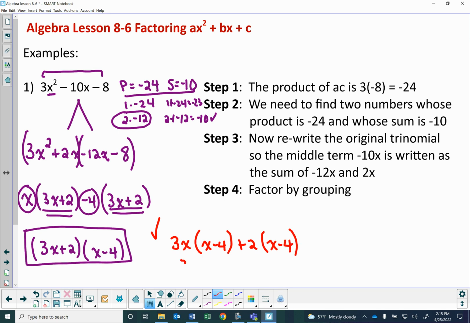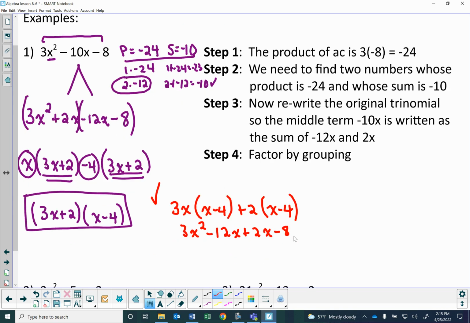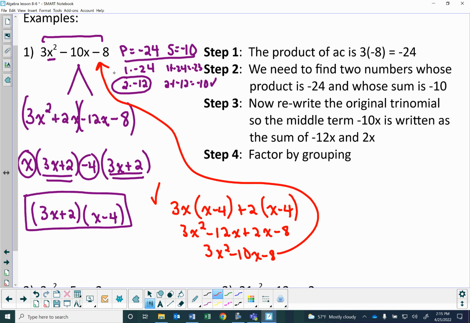3x times x is 3x squared. 3x times negative 4 is negative 12x. 2 times x is 2x. 2 times negative 4 is negative 8. When I simplify this, I get 3x squared minus 10x minus 8, which was our original problem. So I must have done something right, and the factoring must be correct.